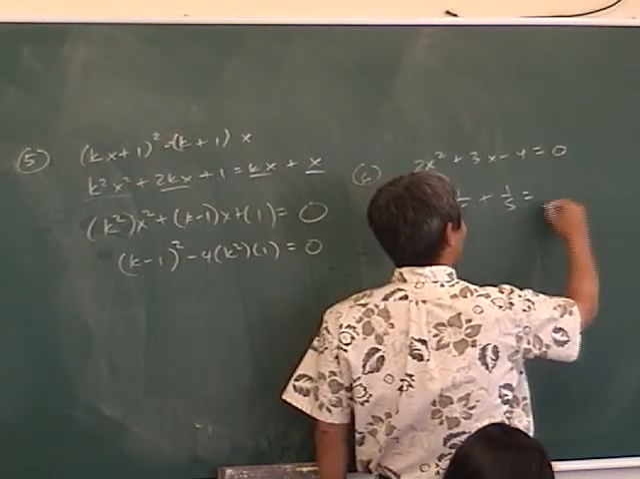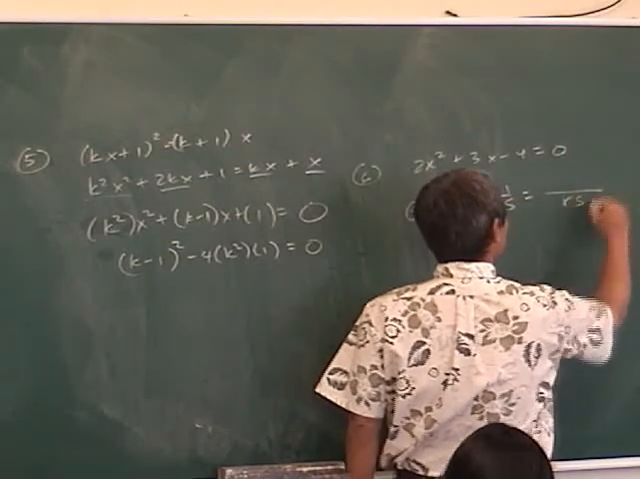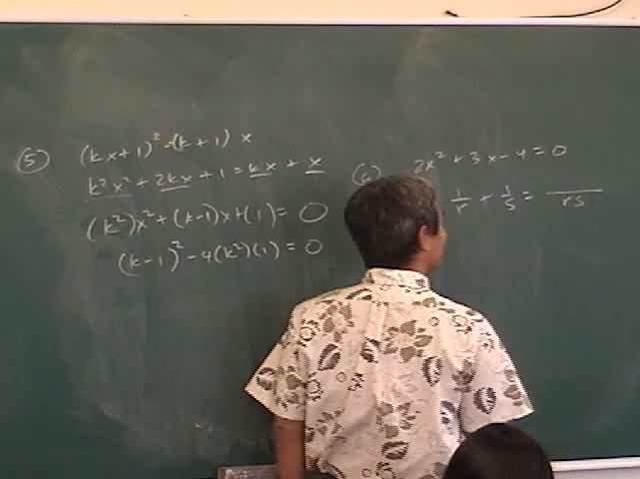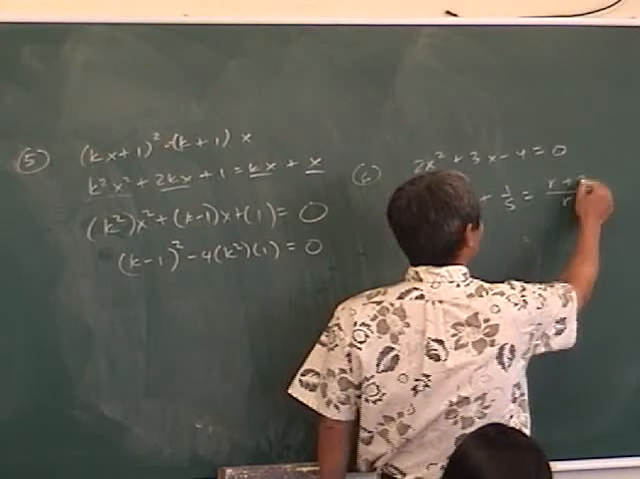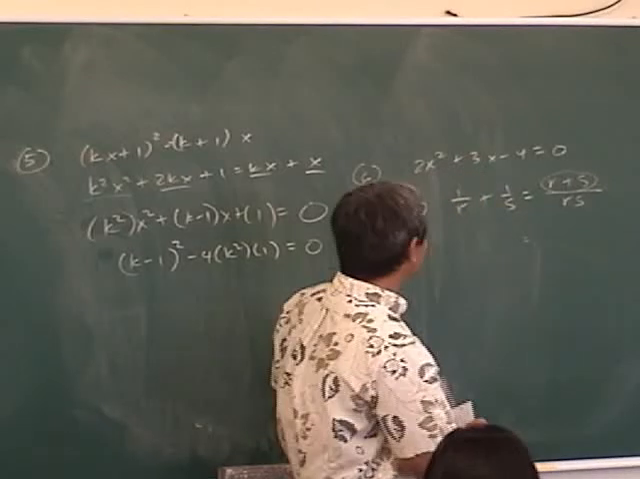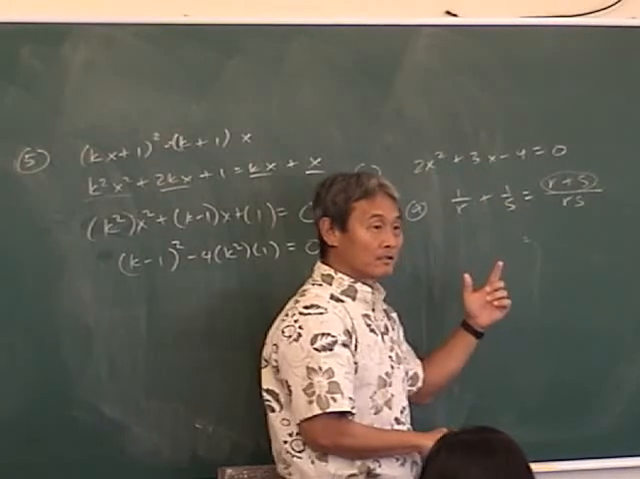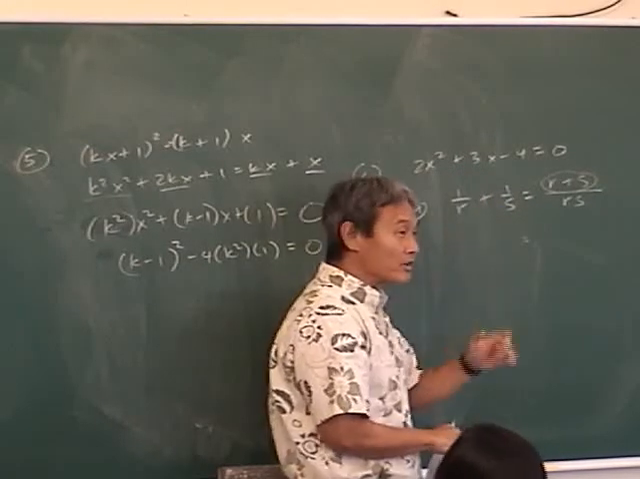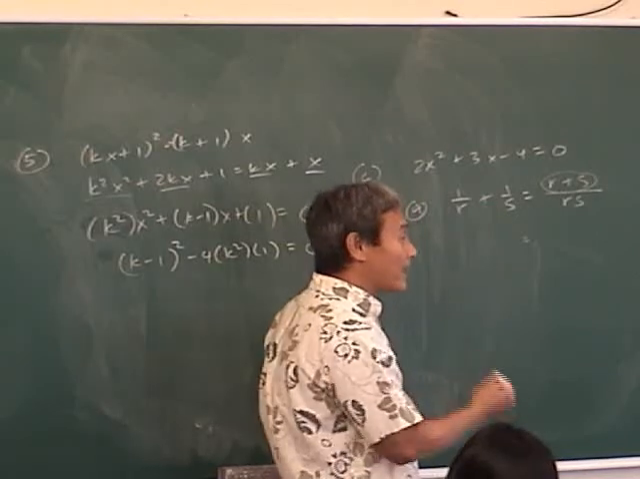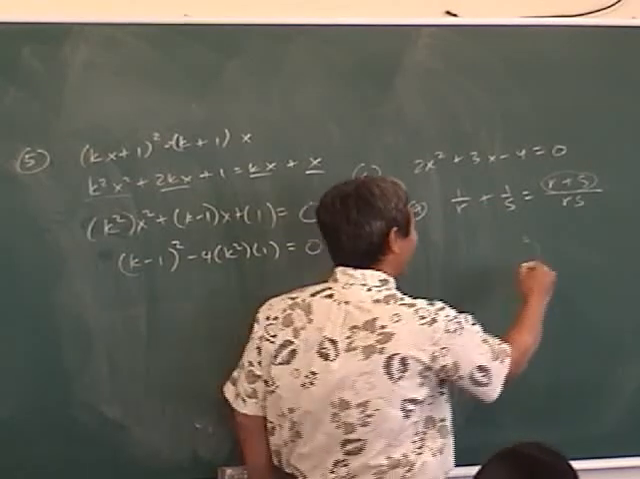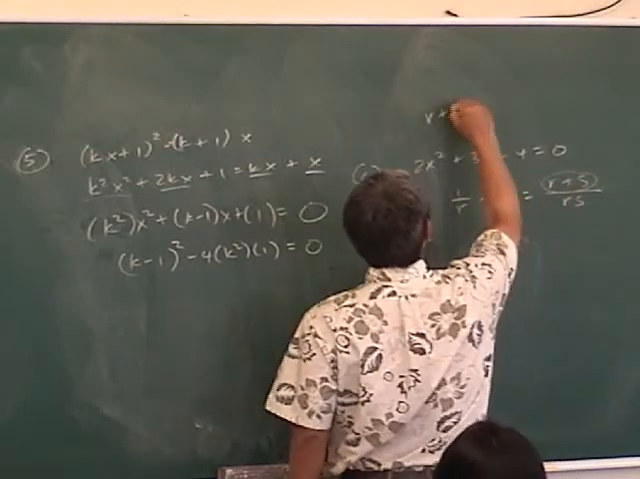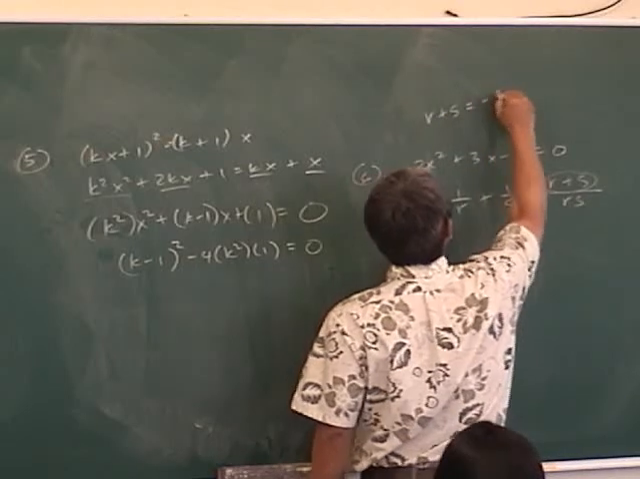I'll give you a hint. When you add fractions, you make the least common denominator. What's going to go on the top? S plus R, or R plus S. Oh, Mr. Park, if R and S are the roots, what is R plus S? What is the sum of the two roots of a quadratic equation? Negative B over A. So R plus S, here, I'll write this down. The sum of the two roots is negative B over A.